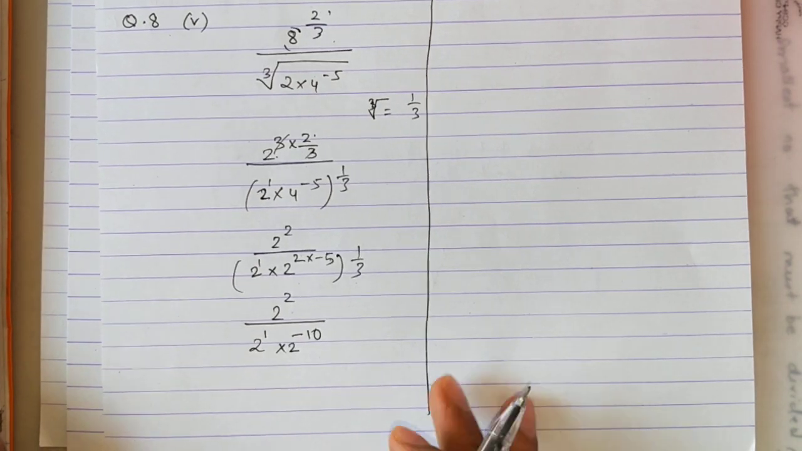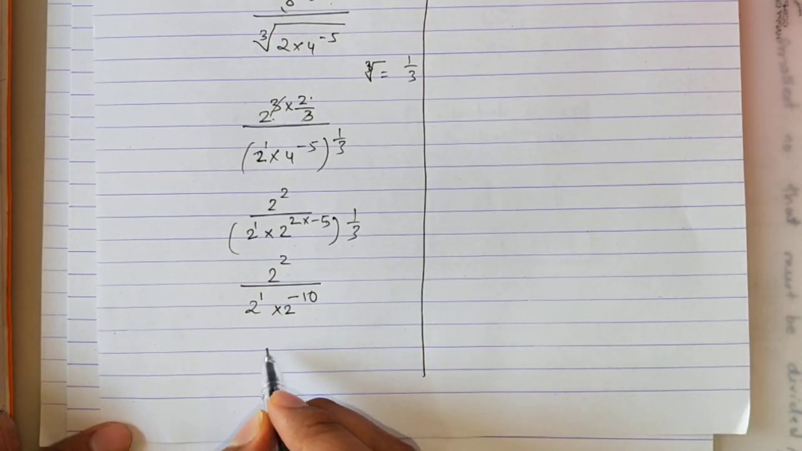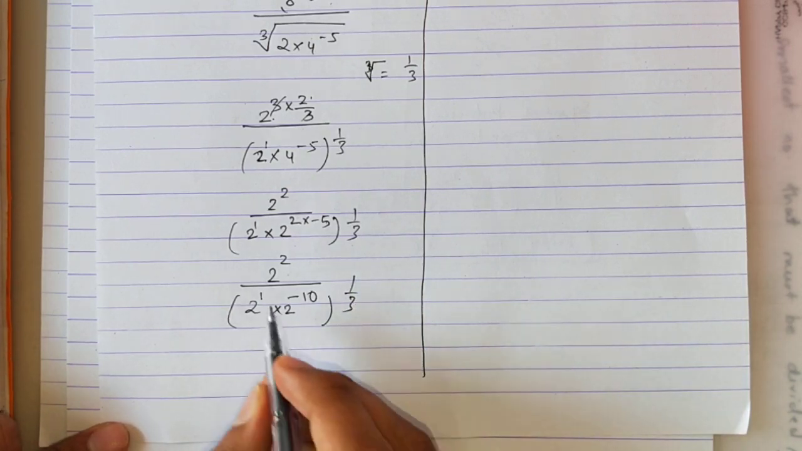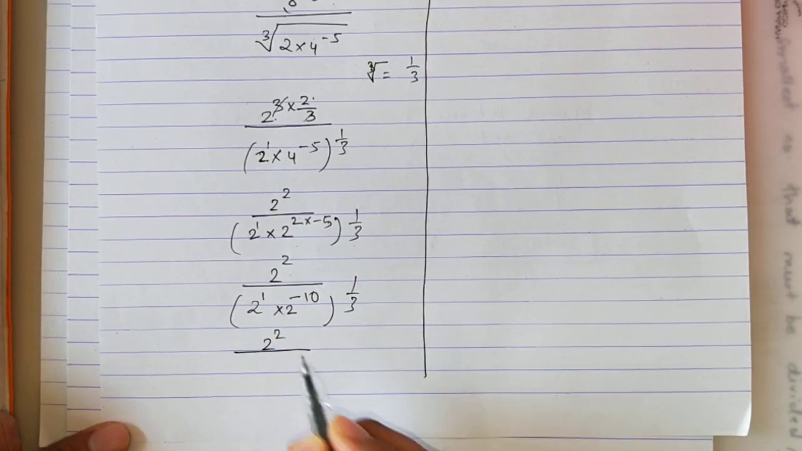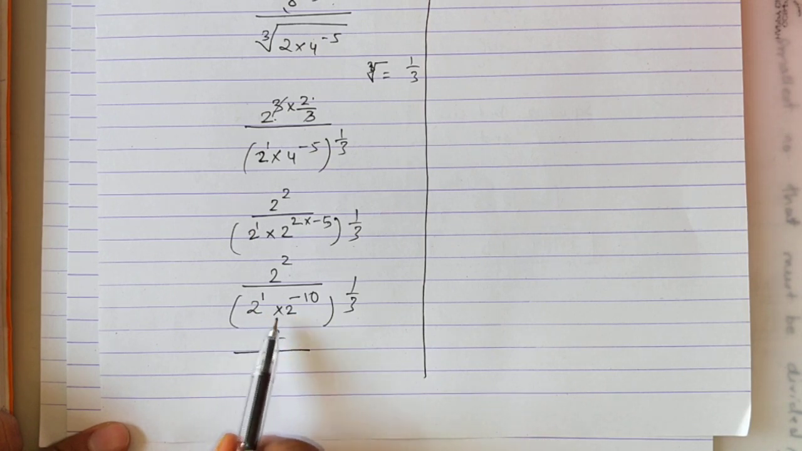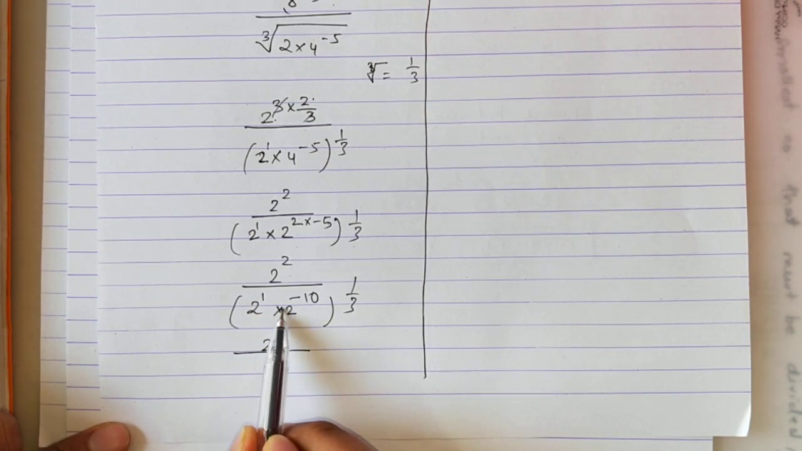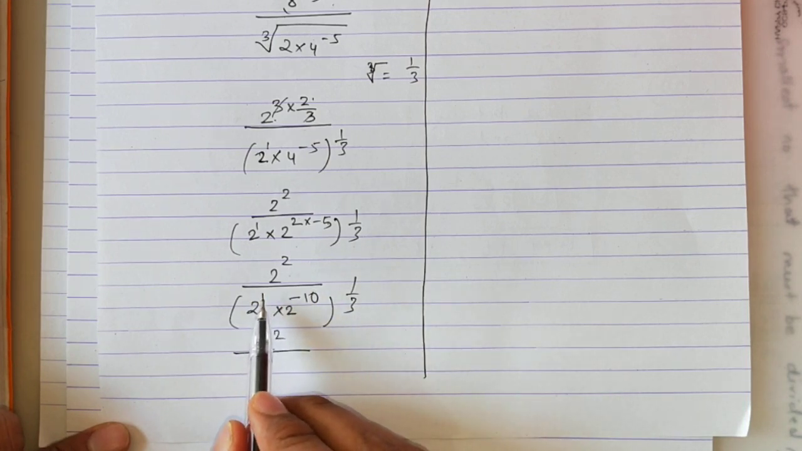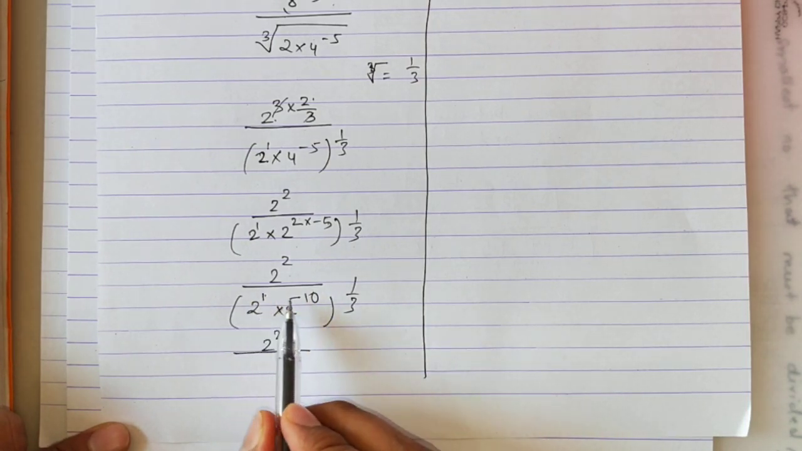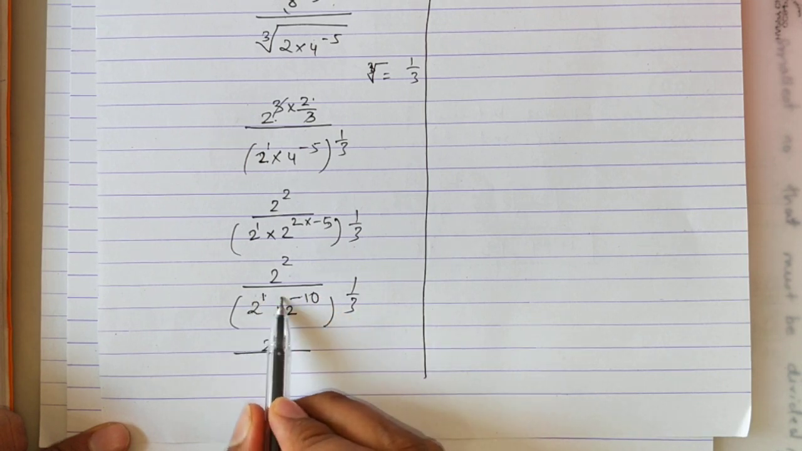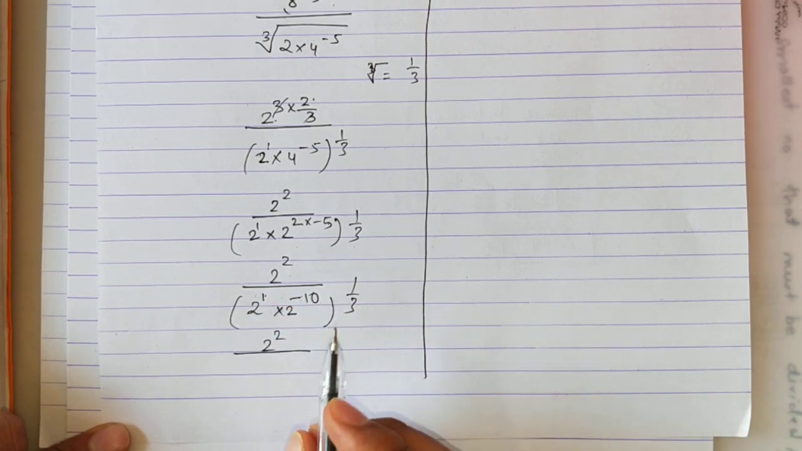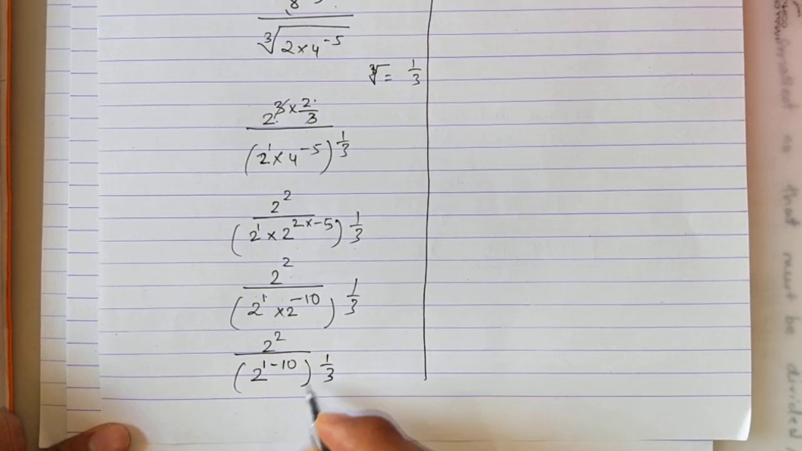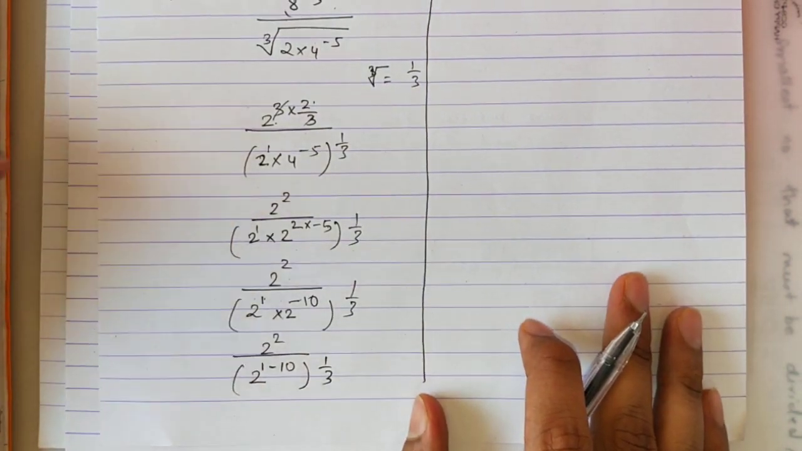Then bracket 1 upon 3. This is there. Now 2 raised to 2 upon, here the base is same, 2 and 2, and there is a multiplication sign in between, so the powers will get added, sorry, not subtracted. So 1 plus minus 10, so it becomes 1 minus 10 raised to 1 upon 3.